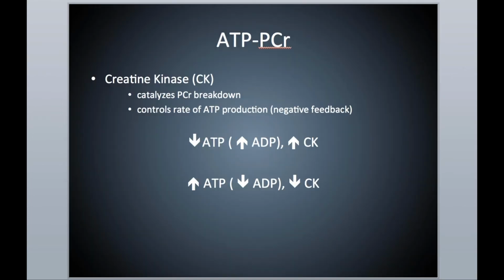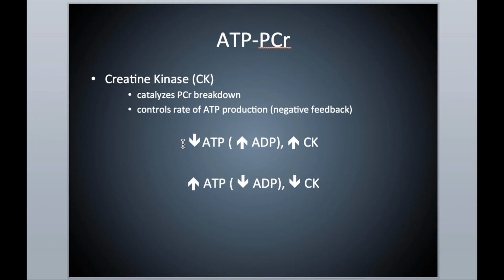Now, looking at the rate-limiting enzyme for this reaction, creatine kinase, again, it catalyzes the breakdown of phosphocreatine. It helps it go, basically. And it controls the rate of the ATP production through this pathway. Again, it's a negative feedback. So if we are exercising, contracting our muscles, we're starting to break apart the ATP during that muscular contraction.